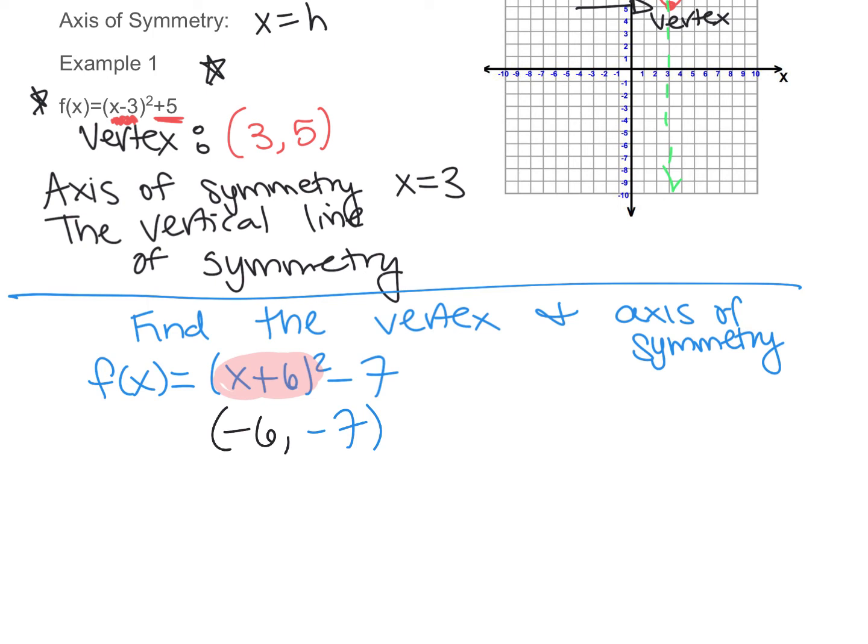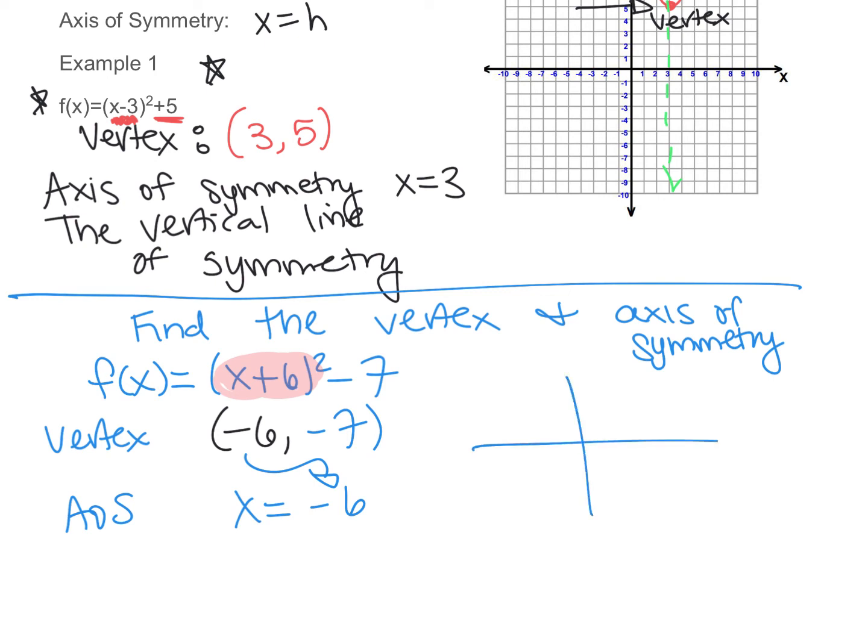And then this is my vertex, and my axis of symmetry is always the x coordinate of my vertex. So that would just be x equals -6. So if I wanted to sketch this really quick, I would be over to the left, and then I would be down 7. And so it would look something like this. And then my axis of symmetry would be x equals -6.